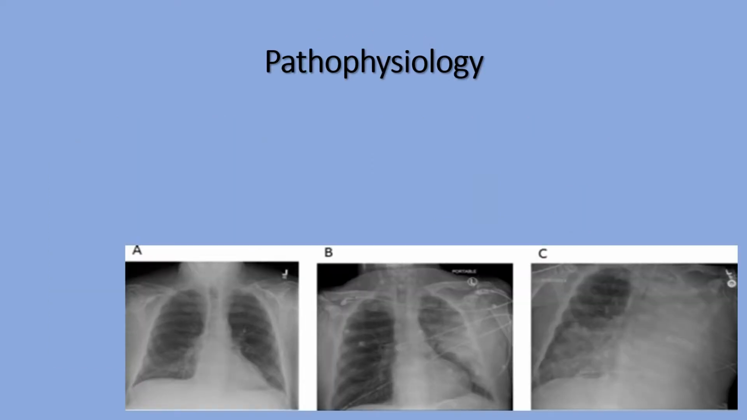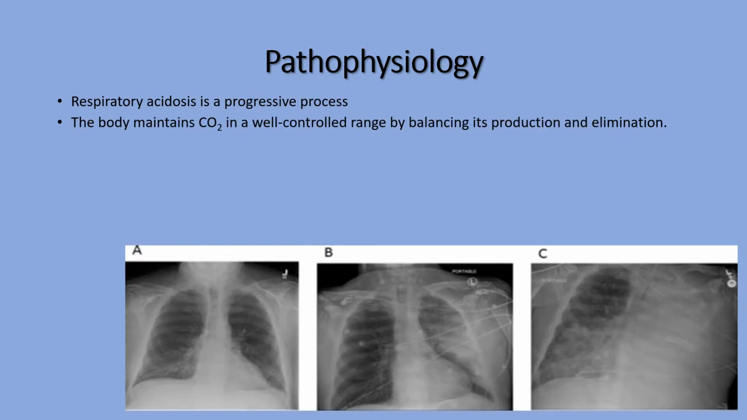Here we are at the pathophysiology of respiratory acidosis. Let's do a quick recap and see where we are. First, respiratory acidosis is a progressive process. It starts very mild and can progress to worse. I brought you again these 3 x-rays taken in sequence from A through C, showing how when your lungs get worse, respiratory acidosis will get worse. Your body maintains CO2 in a well-controlled range by balancing production and elimination. CO2 is produced through metabolism, and it is eliminated through breathing.